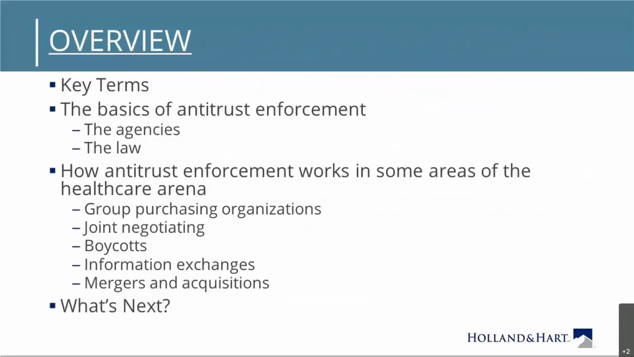As we go through today, we're going to, first of all, start off with some key terms. We're going to talk about the basics of antitrust enforcement. And in doing that, we're going to go through several examples of how the antitrust laws are enforced. We'll spend a few minutes going over some specific areas that seem to pop up from time to time in our part of the world as we're dealing with antitrust issues: group purchasing organizations, joint negotiating, boycotts, things like that. And then we'll talk very briefly about what is next.